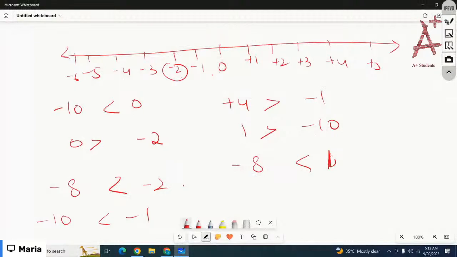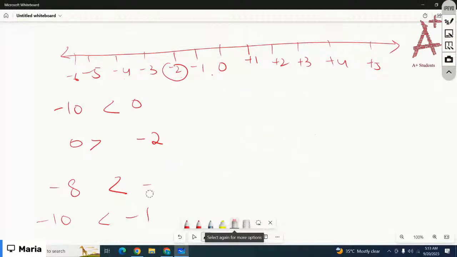When you're ordering the integers, what are you going to do? For example, you're given some numbers and you have to arrange them from least to greatest. How do you arrange?